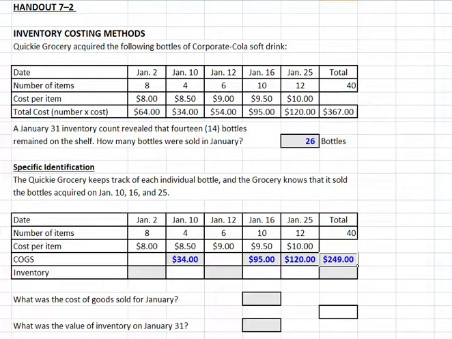$249. That means we've got, again, 14 bottles remaining in ending inventory. 8 of those were acquired on January 2nd for $8, and 6 were acquired on January 12th for $9. Ending inventory will be $118. We take our cost of goods sold of $249, add to it our ending value of $118, and that needs to equal our $367 total cost that we spent to acquire our inventory.